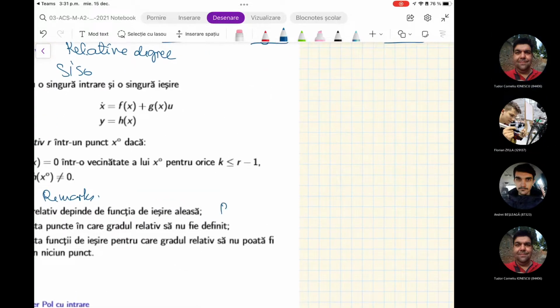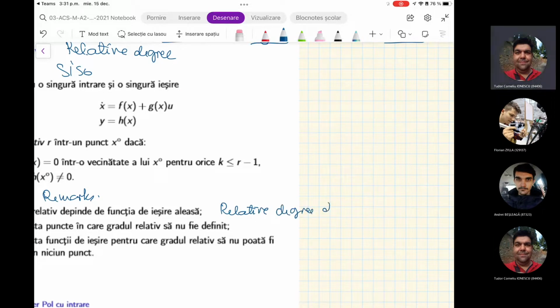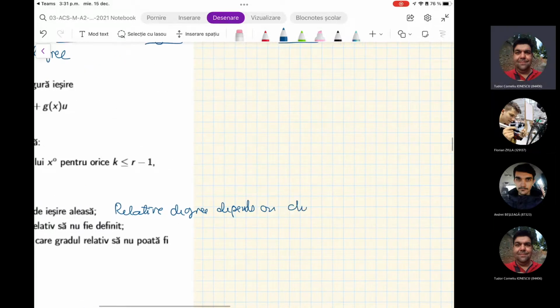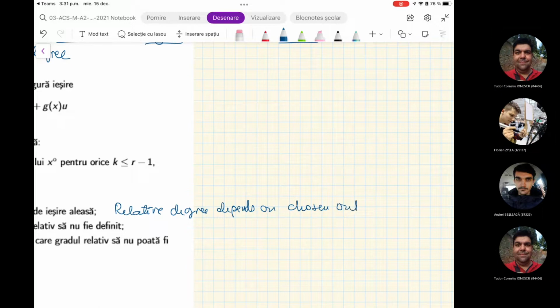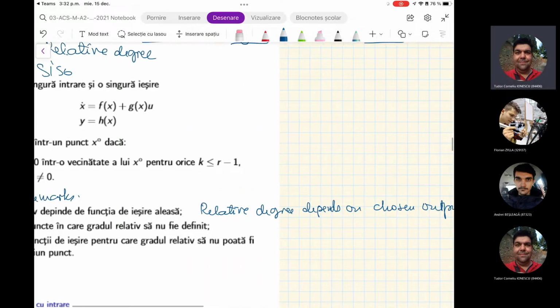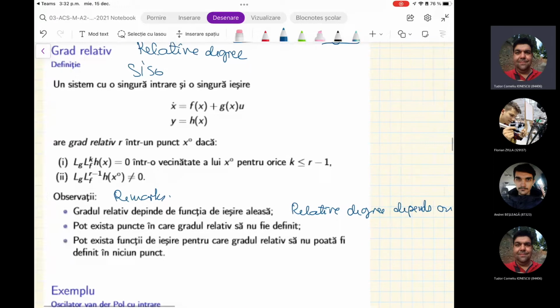Relative degree depends on the chosen output, so it's kind of conservative. It also depends on h, because not every h satisfies these properties. There are points where the relative degree cannot be defined. There also exist output functions, output mappings, for which the relative degree cannot be defined at any point. So there is no relative degree. It depends very much on the output.